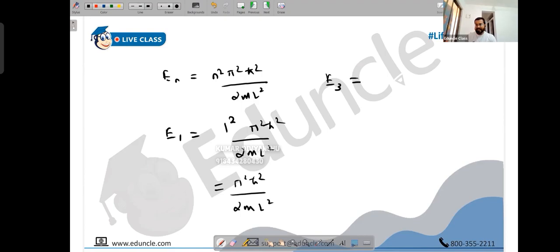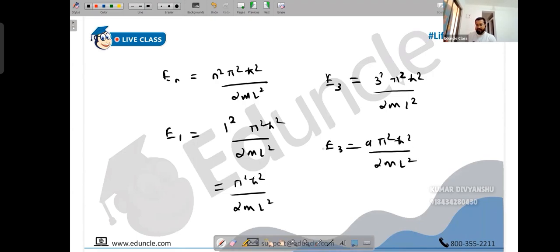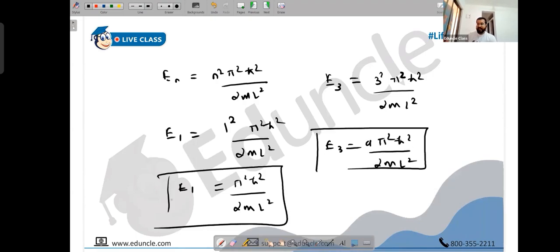And what is the second possible energy? E3, people. E3 is 3 square pi square h square upon 2 ml square, or you can say E3 is 9 pi square h square upon 2 ml square. So these are the two possible energies we can get, people. Either E1 or E3, because the wave function will either collapse to psi 1 or psi 3, and the respective eigenvalues are either E1 or E3. Easy so far. Tell me if not, any questions.